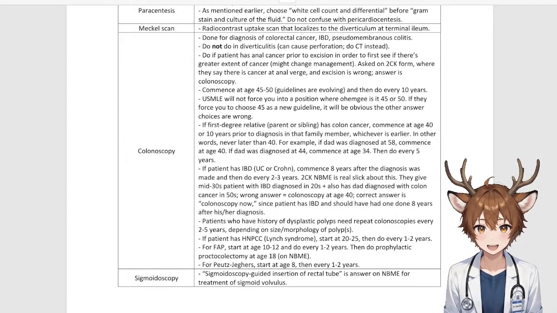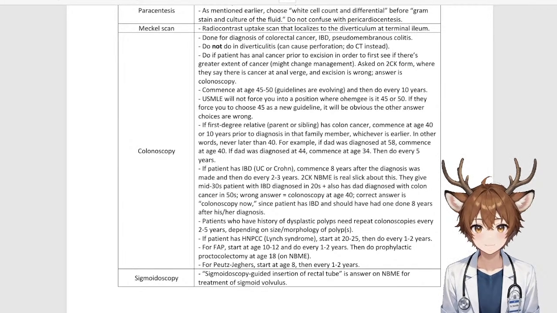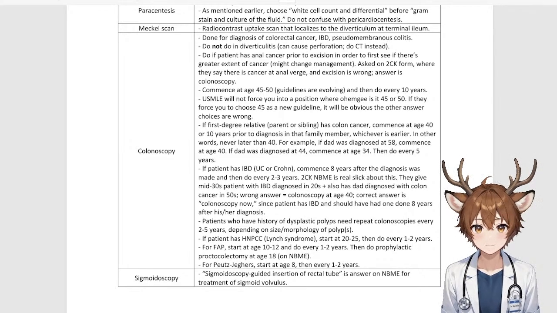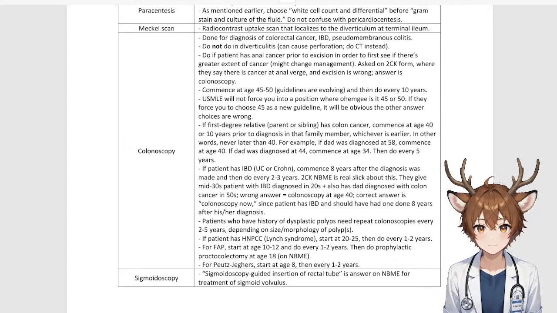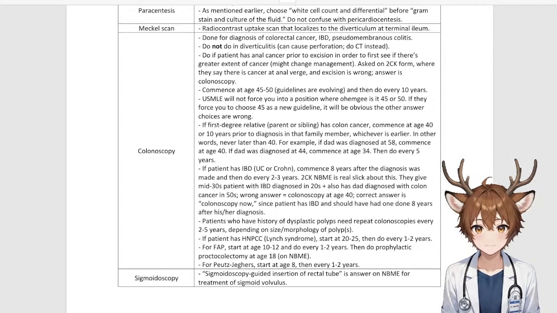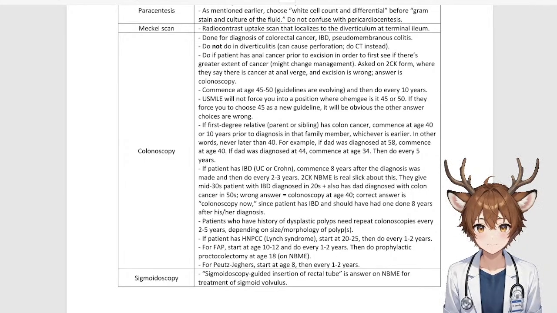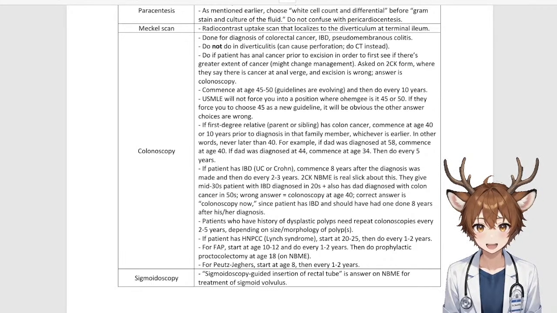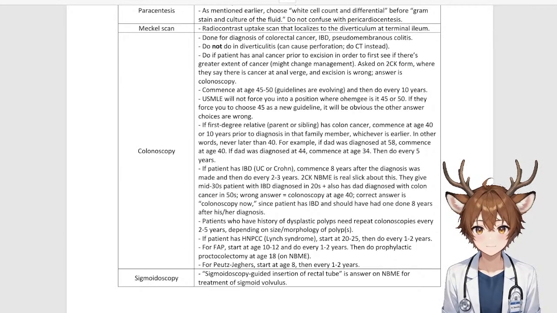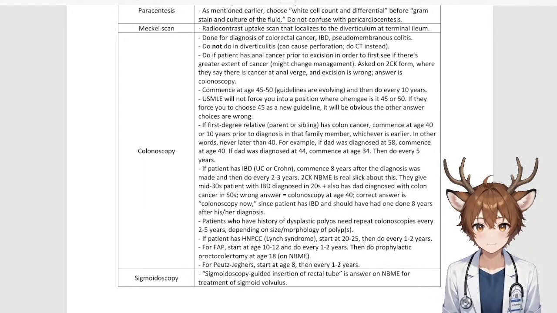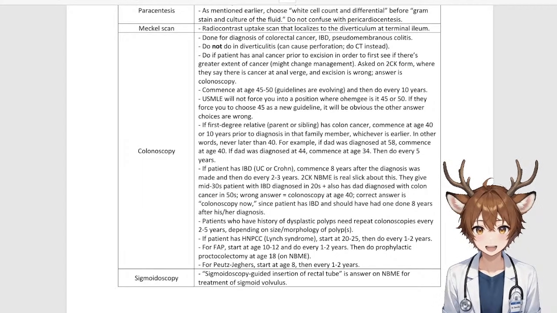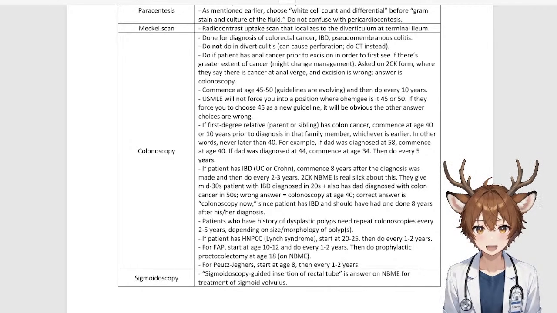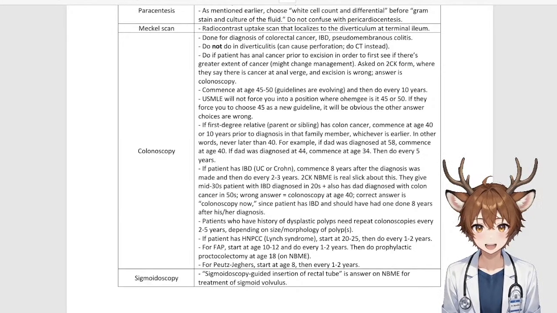USMLE will not force you into a position where you're like, oh my gosh, is it 45 or is it 50? If they force you to choose 45 as a new guideline, it will obviously be because the other answer choices are wrong.